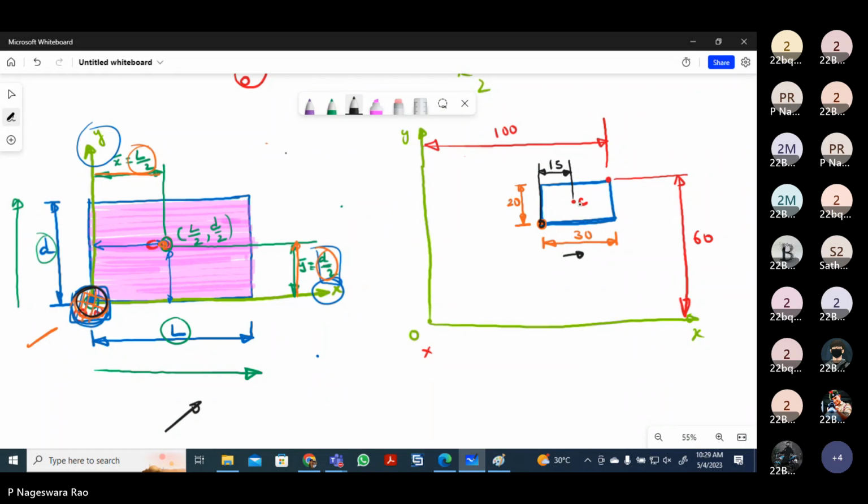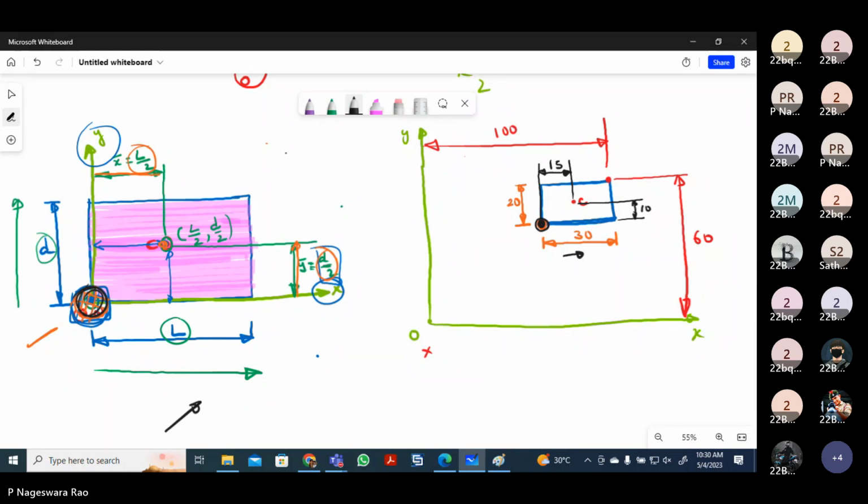Now similarly, for the same centroid, when the origin is here, as per this formula, we know that this distance is 20 by 2, which means 10. So this is as per the formula.